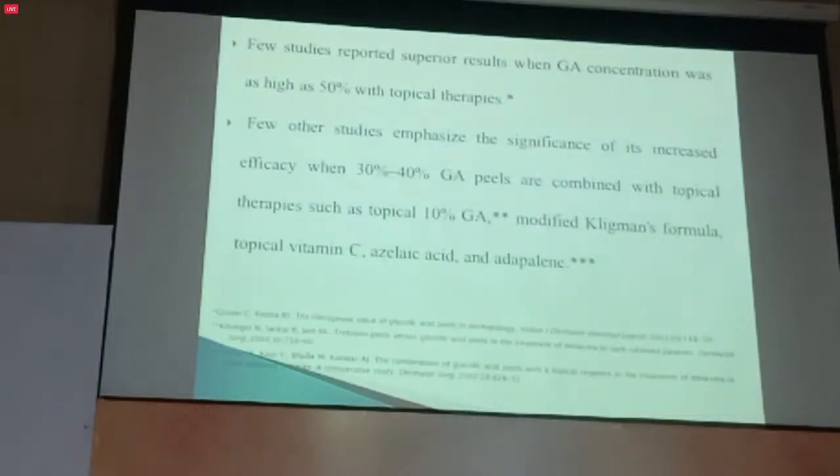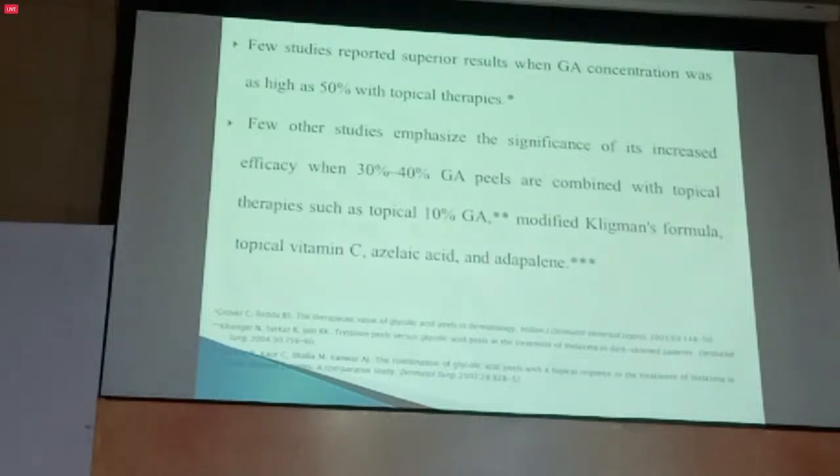Many studies are available and they have shown good results with glycolic acid peels, especially if you combine them with topical therapies. In the priming, you can give 10% glycolic acid in the initial 2 weeks, and then you can start with the peels.